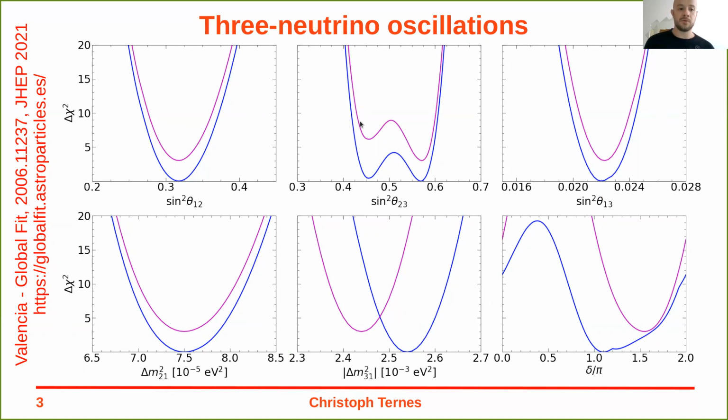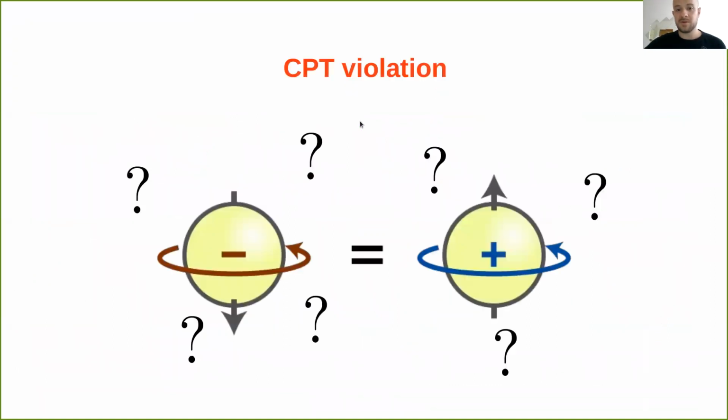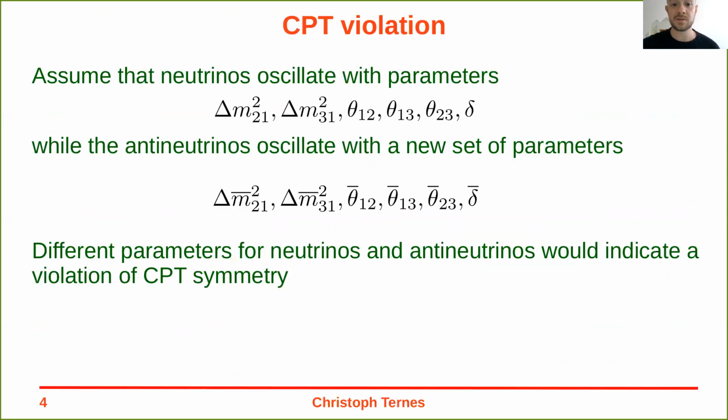So now, in the following, I will talk about CPT violation, and we will test if the CPT theorem holds in neutrino oscillations. So to do that, we basically assume that neutrinos oscillate with one set of parameters, and the antineutrinos oscillate exactly in the same way, but with a different set of oscillation parameters. Now, if CPT symmetry holds, both of these sets have to be equal.